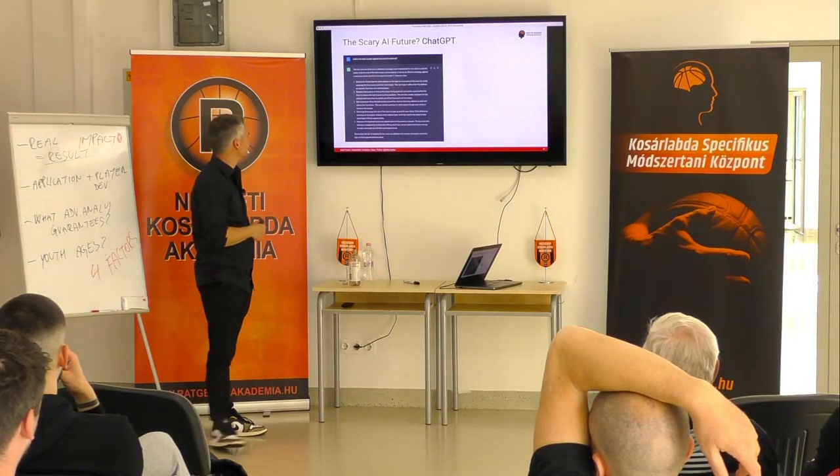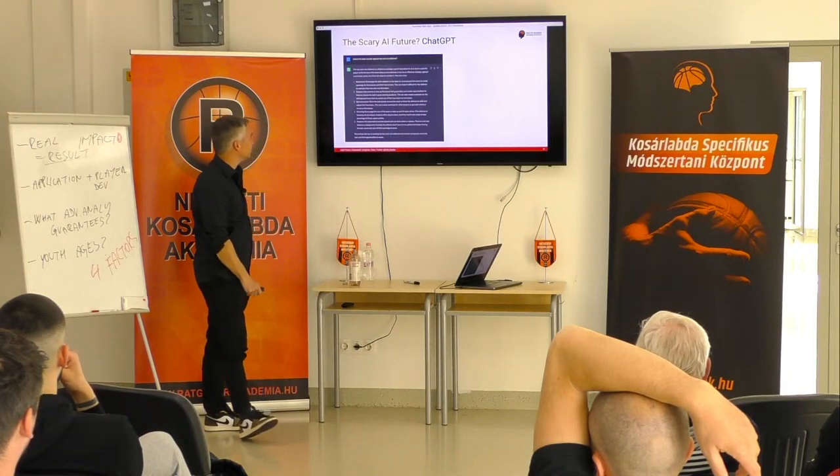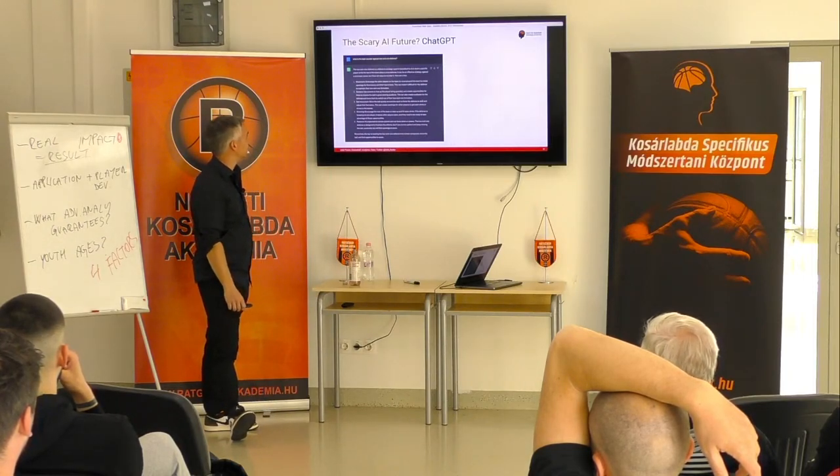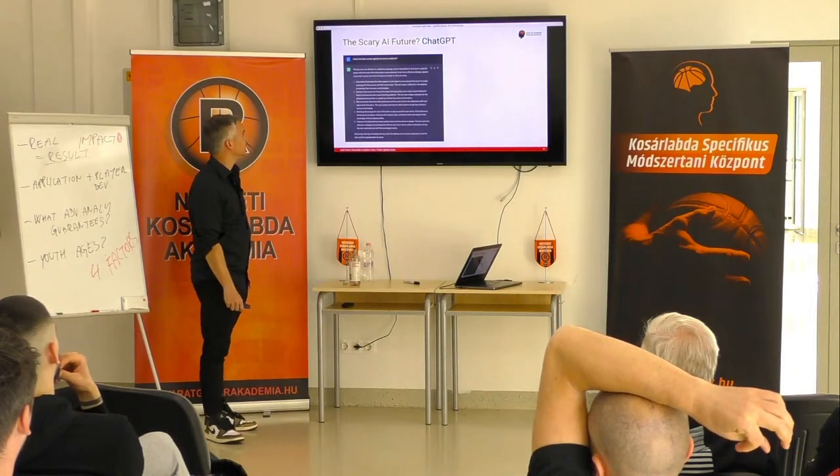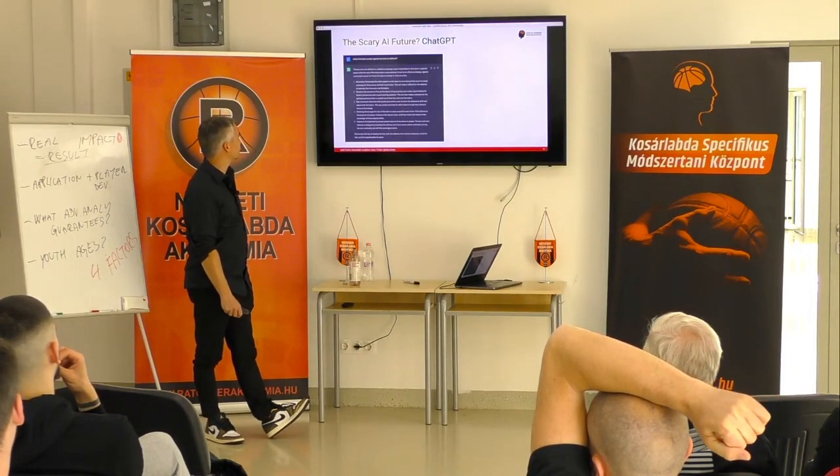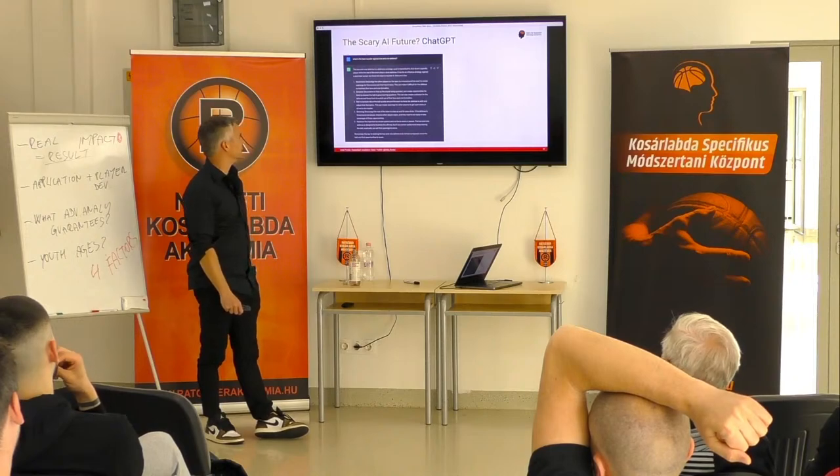Box-and-one defense is a defensive strategy used in basketball to shut down a specific player while the rest of the team plays a zone defense. It can be an effective strategy against a dominant scorer, but there are always ways to counter it. Here are a few.